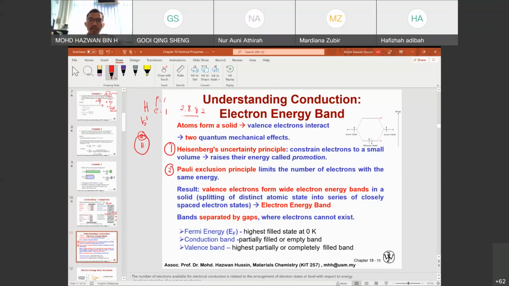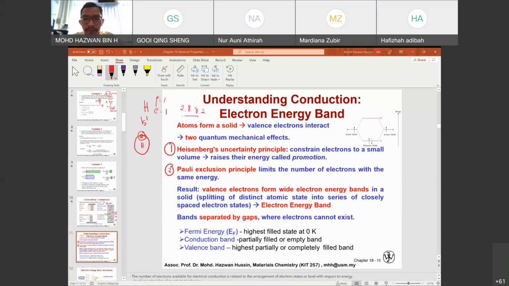Alright. So, as a result, valence electrons. When we talk about valence electron, what does it mean by valence electron? Again, I just want to check your basic concept. Apa yang dimaksudkan oleh valence electron? What does it mean by valence electron that you understand? Dah belajar sekolah menengah dulu. Semua. What does it mean?